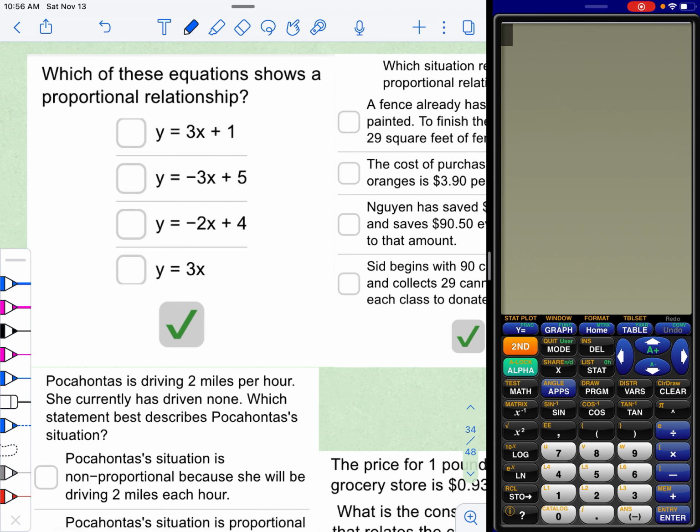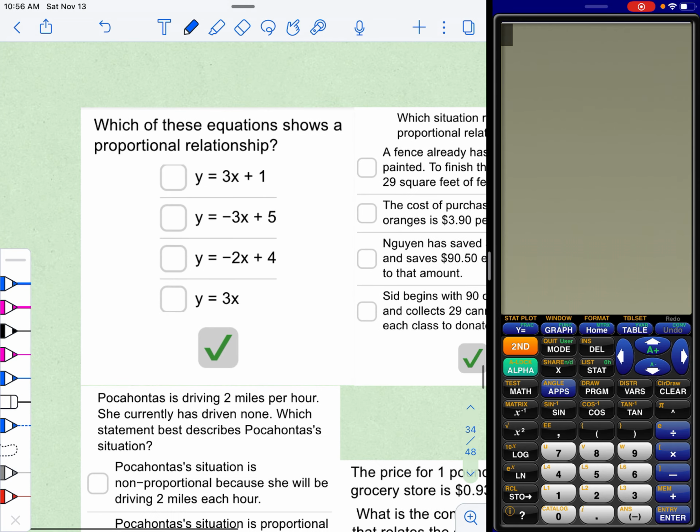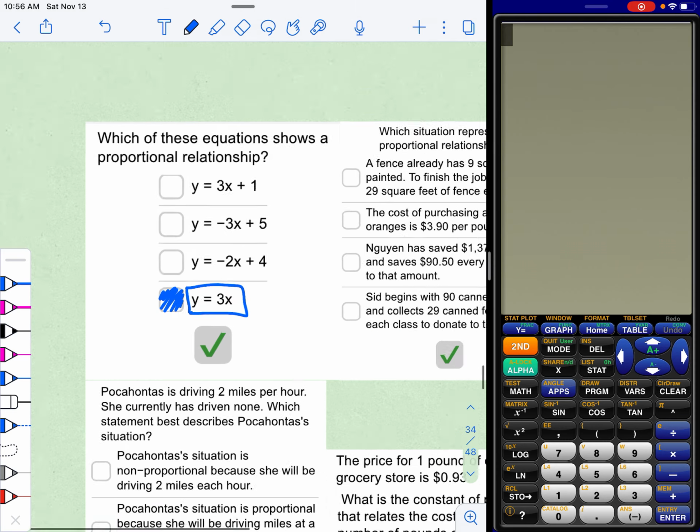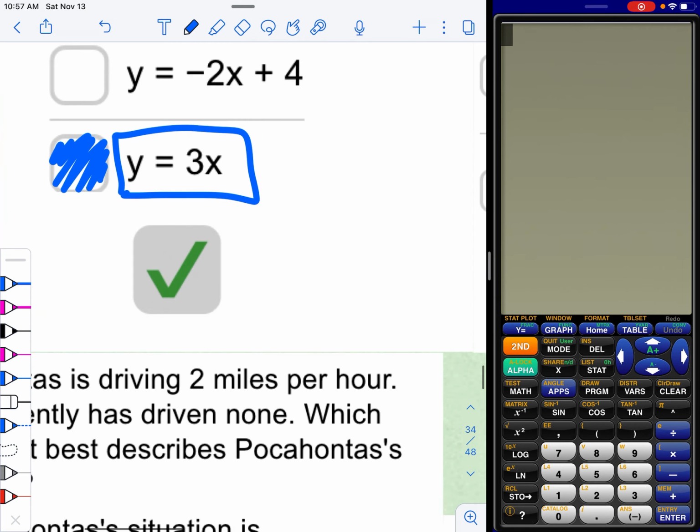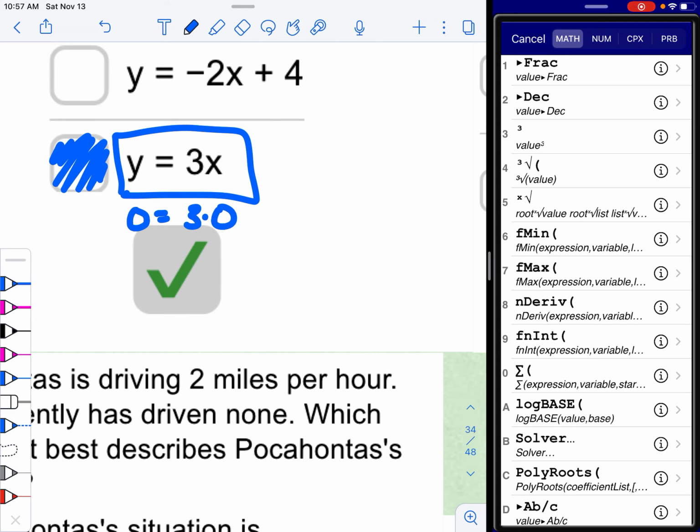Upper left-hand corner, which of these equations shows a proportional relationship? This is the only one that's written in the format that I'm expecting. It doesn't have an extra +1 or +5 or +4 on the end, so this one is proportional, nice and simple. Easy to identify. It's also the only one where 0 on one side and 0 on the other makes a true statement, because 0 equals 3 times 0. So this one would contain the 0, 0.